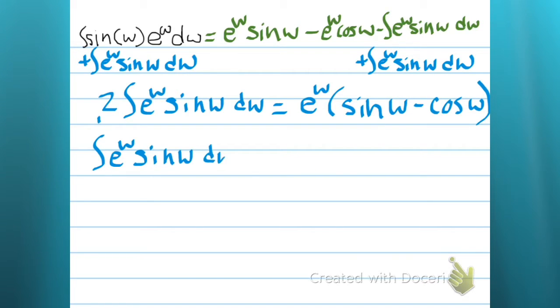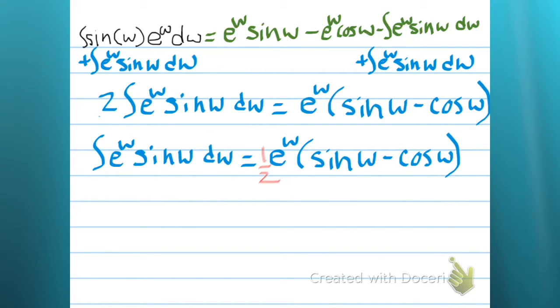So we divide both sides by 2. And when we do, we get 1/2 e to the dub times sine dub minus cos dub. That's the integral that we were longing for. This is kind of long.